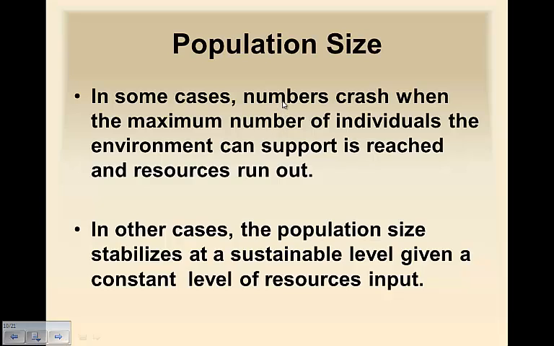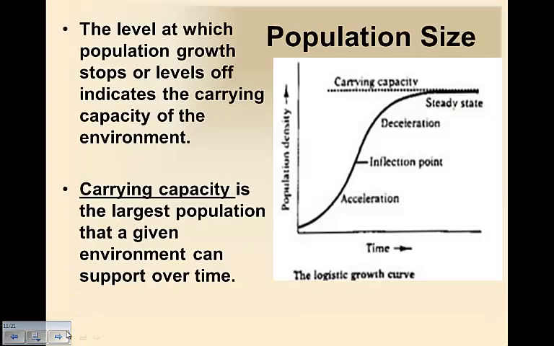In some cases, the numbers are going to crash when you reach that maximum number of individuals that the environment can support. In other cases, the population size just stabilizes at some sort of sustainable level. So it really depends on what's causing the exponential growth to stop. All right, so the level where the population growth stops or levels off is what's called the carrying capacity. So you can see that right here.